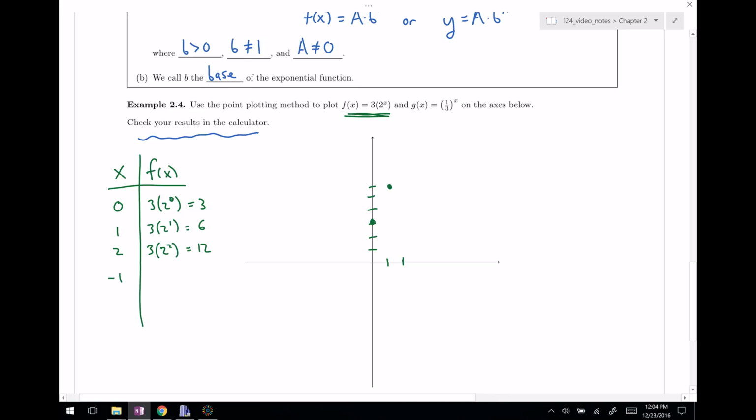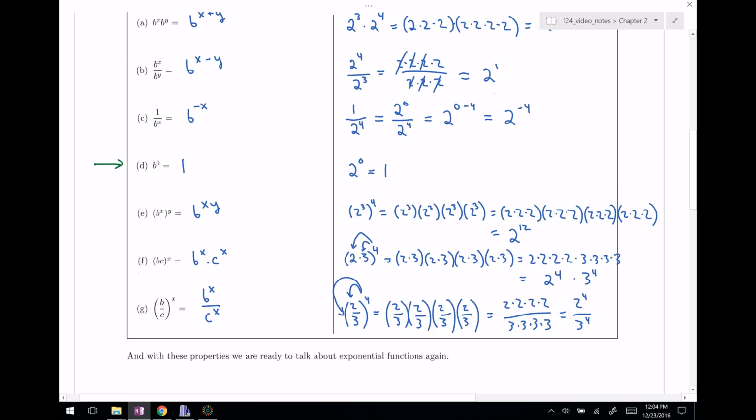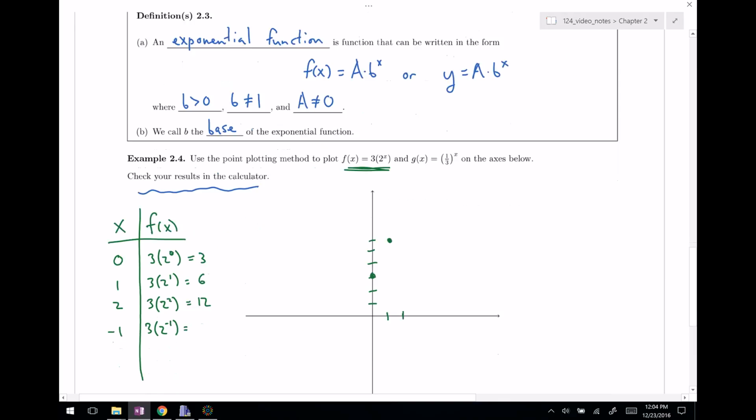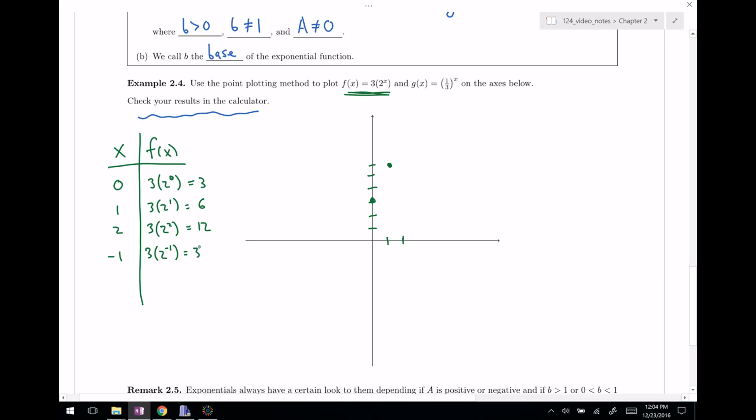If I do negative 1, so 3 times 2 to the negative first power. This is where it's really useful. Like I said, I'm going to be using this property a lot, the C property. I have something with a negative exponent, and I want to know how to interpret this. Well, first I could plug it into my calculator. But let's use this really quick and show, okay, this should be 1 over b to the positive x power. So the 3 is just along for the ride, and this is going to be 1 over 2 raised to the positive x power.